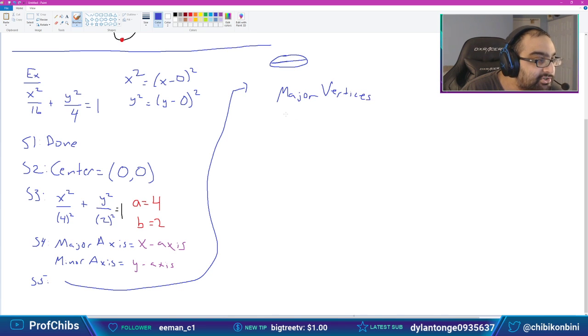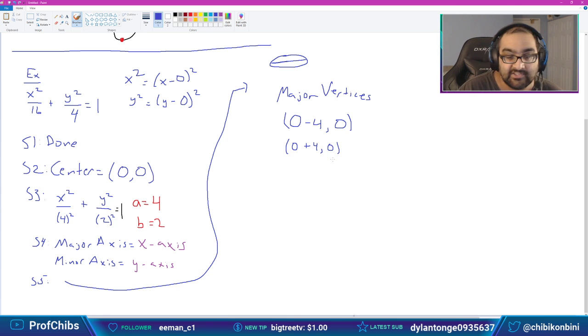I'm going to start from the center. I'm going to go 0 minus 4, again, that's A, comma, 0. And 0 plus 4, comma, 0, because that is along the x-axis. So I have to add and subtract A to the x coordinate. The 2 points I'll get here are going to be negative 4, comma, 0, and 4, comma, 0.